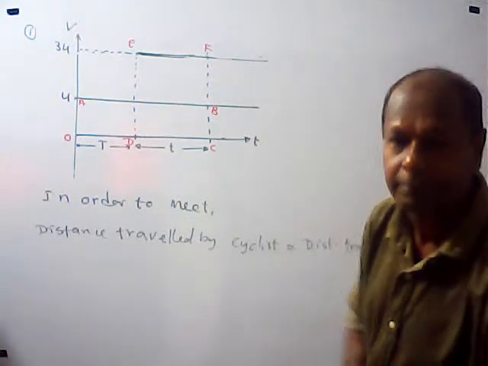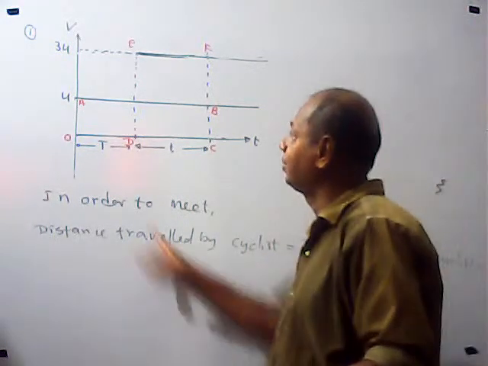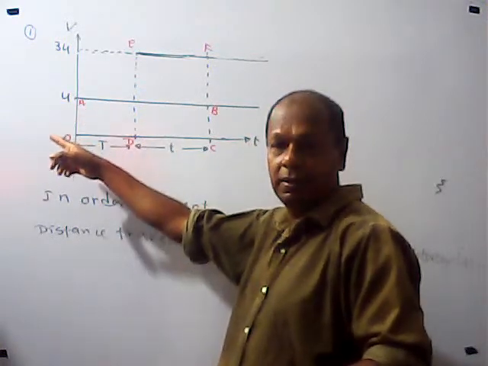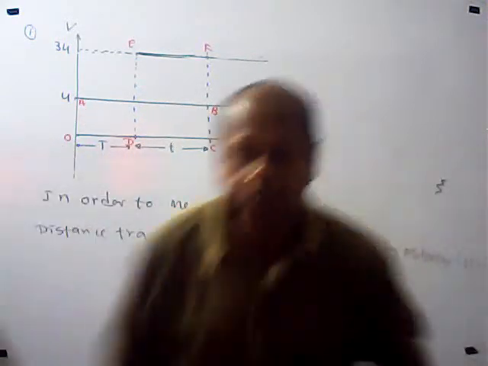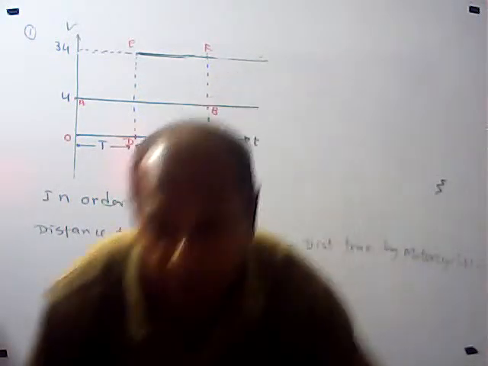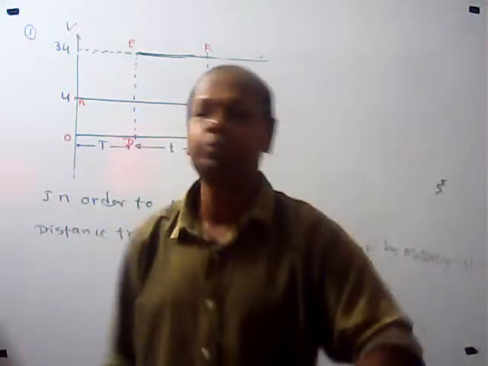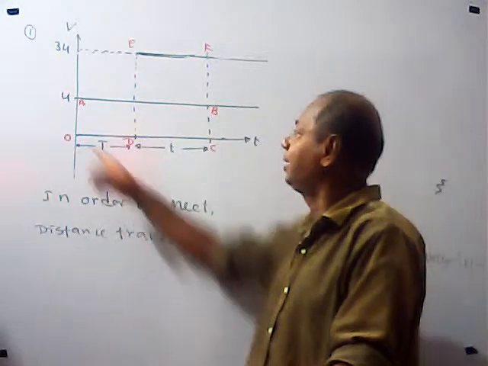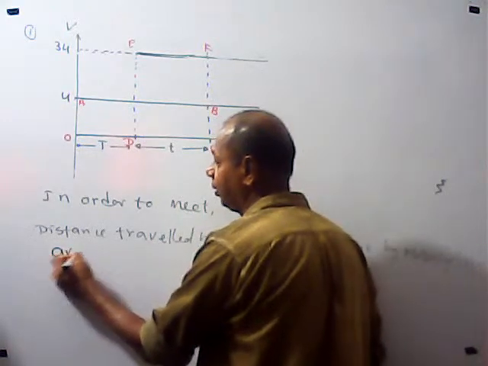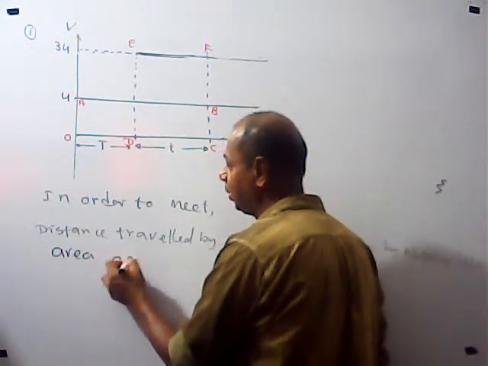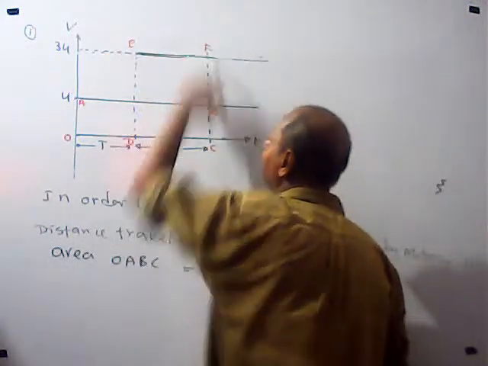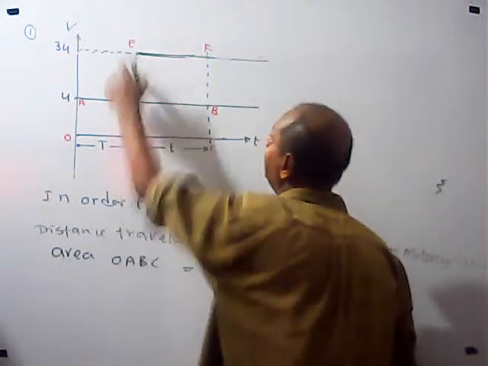In the diagram, distance traveled by the cyclist, distance traveled by the cyclist in the diagram, it is areas. Yeah, areas should be equal. For the cyclist the area is OABC. Mathematically it is this area OABC equals, for the motorcyclist it is this area CDEF.